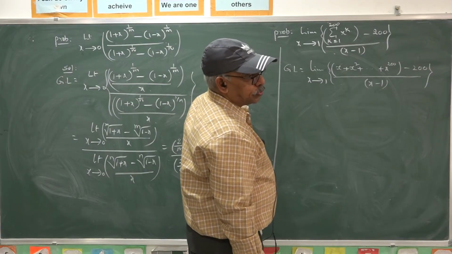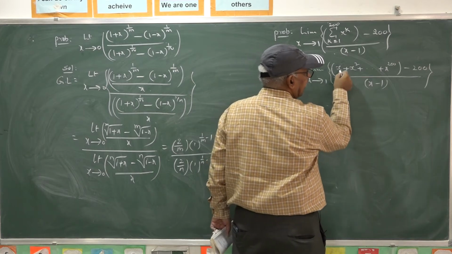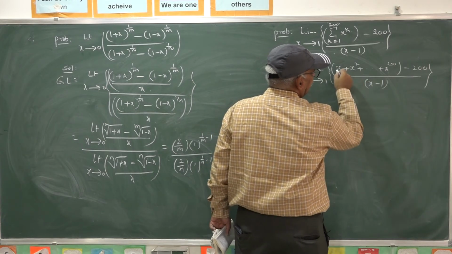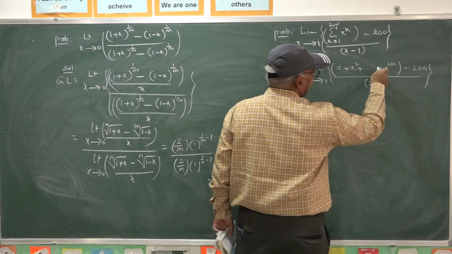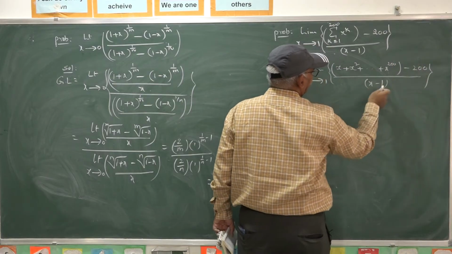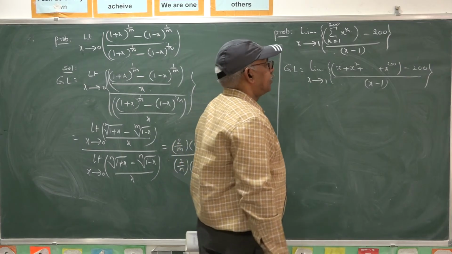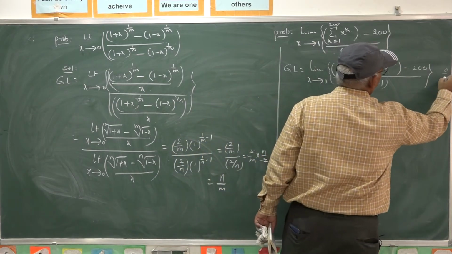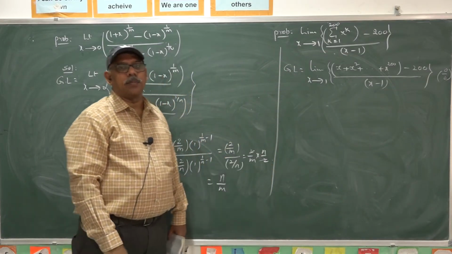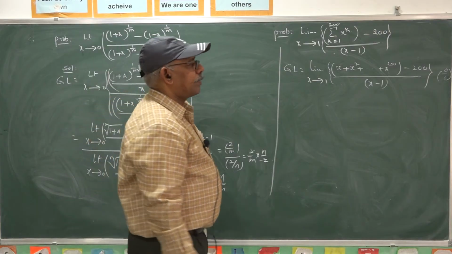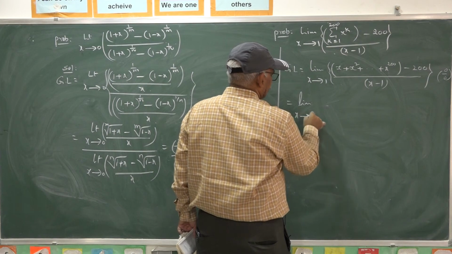As x goes to 1, as x is nearing 1, everything is 1. So, 1 plus 1 until 200 times. So, 200 minus 200, 0, by 1 minus 1, 0, 0 by 0. Clearly, this takes the form 0 by 0, indeterminate form. So, how to avoid that indeterminate form here? To avoid that indeterminate form, I will write the limit as x goes to 1 here.